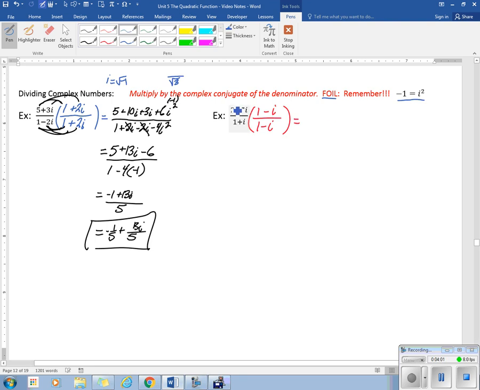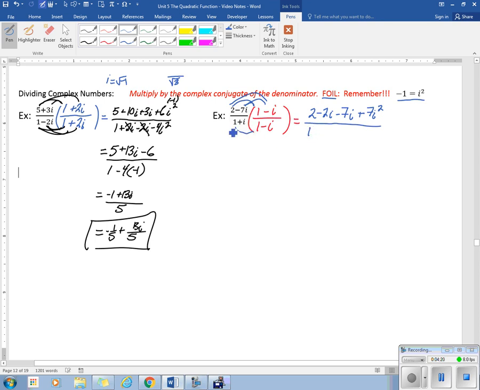But now we got to do some foiling here. So we'll take the 2 times 1, we'll get 2. Take the 2 times the negative i, we get -2i. Take the negative 7i times 1 is -7i. And then take the negative 7i times negative i, it's going to be positive 7i squared. All right, all over. Distribute the bottom.